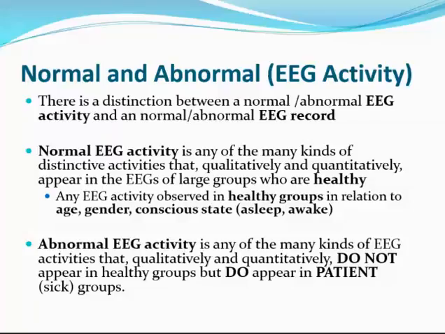Normal and abnormal EEG activity. There's a distinction between normal or abnormal EEG activity and a normal or abnormal EEG record. There's a difference there. Normal EEG activity is any of the many kinds of distinctive activities that, quantitatively and qualitatively speaking, appear in the EEGs of larger groups who are healthy. Any EEG activity observed in healthy groups in relation to age, gender, or conscious state, asleep, awake. An abnormal EEG activity is one of the many kinds of EEG activity which is basically the opposite. They do not appear in the healthy groups, but do appear in patient or sick groups.